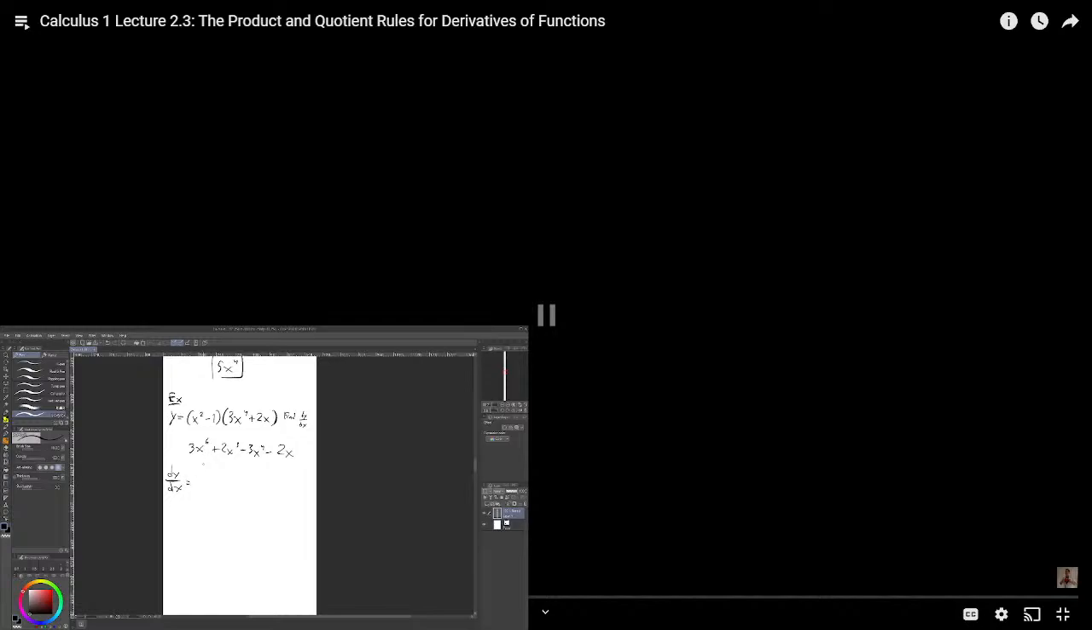Okay, the derivative of that would be 18x to the power of 5 plus 6x to the power of 2 minus 12x to the power of 3 minus 2.